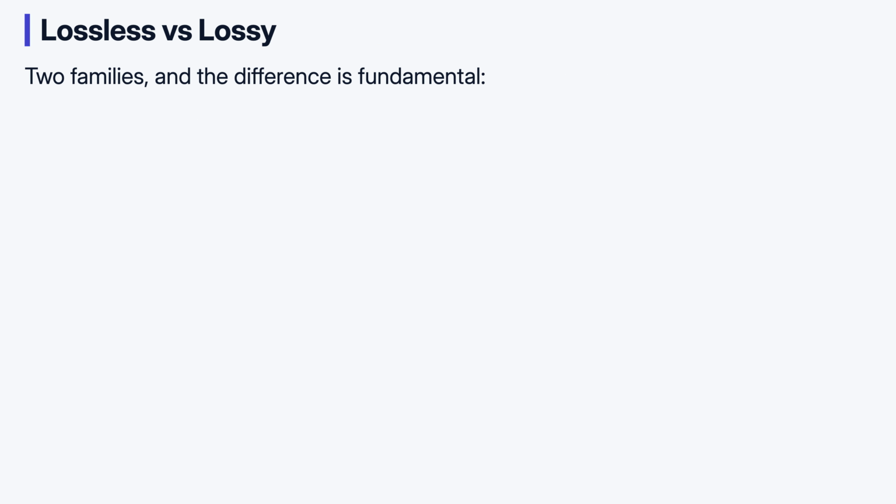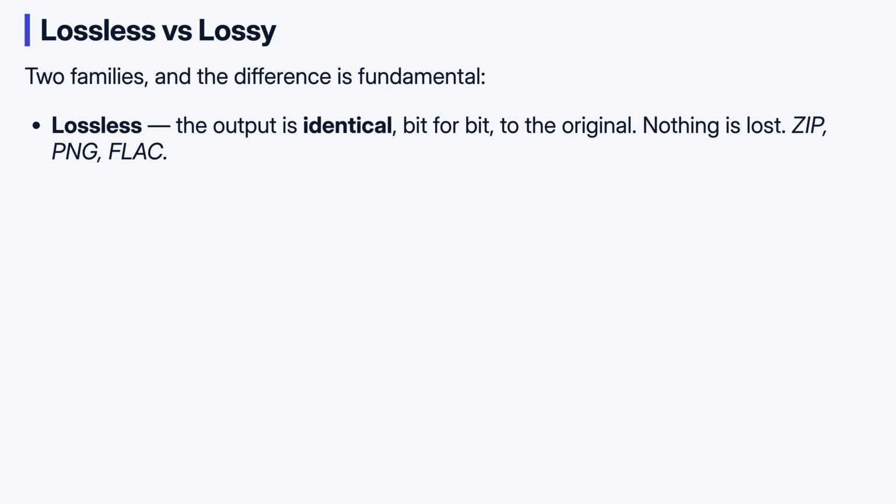All compression falls into one of 2 families, and the difference matters. Lossless compression gives back output that is identical to the original, bit for bit. Nothing is lost. When you unzip a file, you get the exact original back. ZIP, PNG, and FLAC are all lossless.